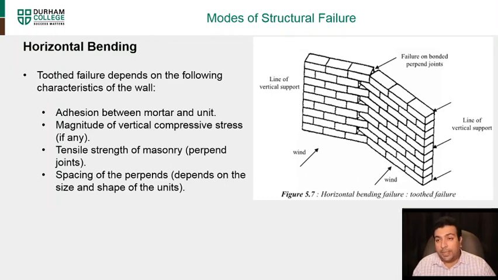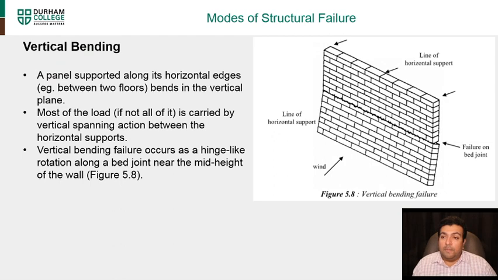So to avoid this, if an area is prone to these kinds of wind loading, we tend to put additional reinforcement. Vertical bending, similarly, a panel supported along the horizontal edge between two floors bends in a vertical plane. Most of the load, if not all, is carried by the vertical span acting between the horizontal supports. The vertical bending failure occurs as a hinge. So you can see, as a hinge, you just have a failure line and it starts to buckle and bend.